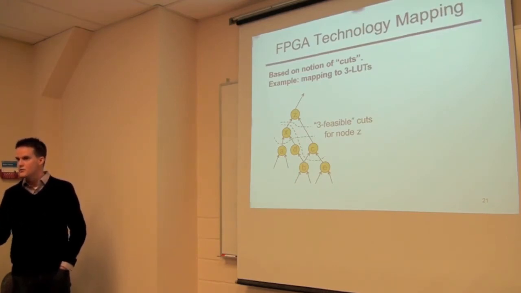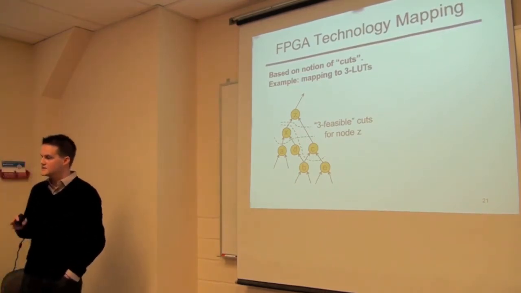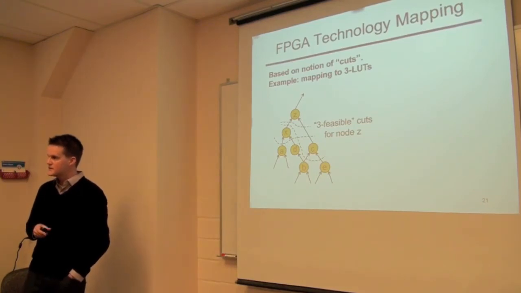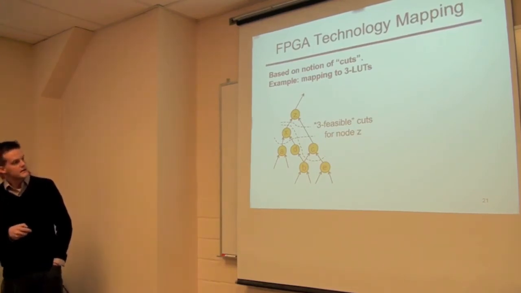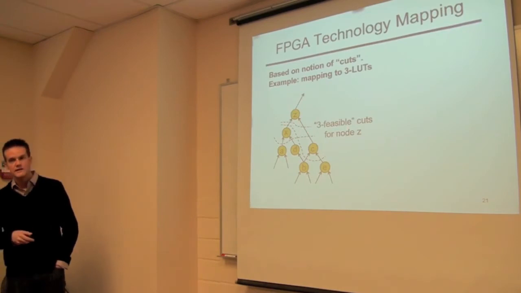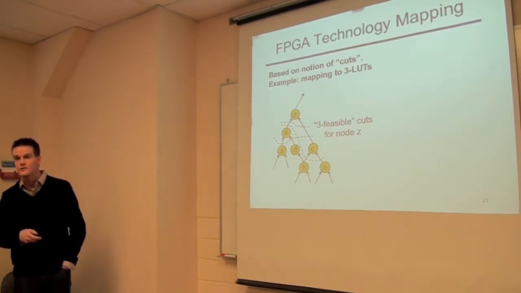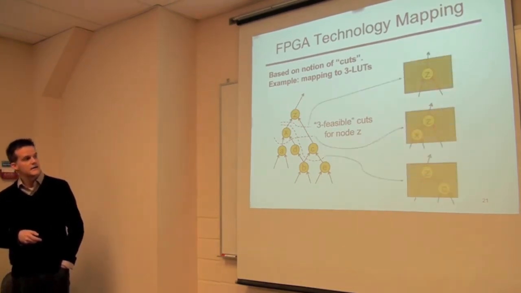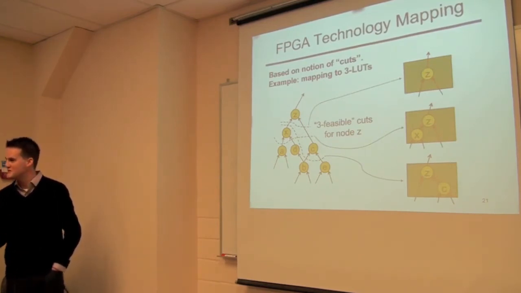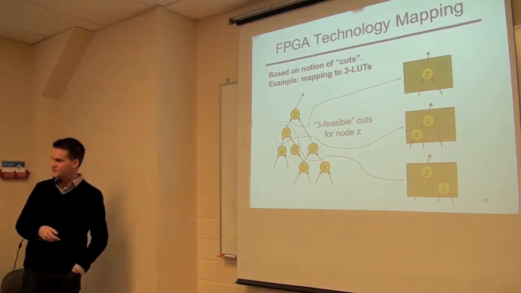As long as there's no more than 3 edges crossing the cut, that's a legal mapping for Z. So here are 3 possible cuts for node Z, and you can see that they each have no more than 3 edges crossing the cut. Those are 3 possible LUT mappings for Z and some of its predecessors. There's a lot of detail here I'm skipping over. This is the rough idea of FPGA tech mapping.